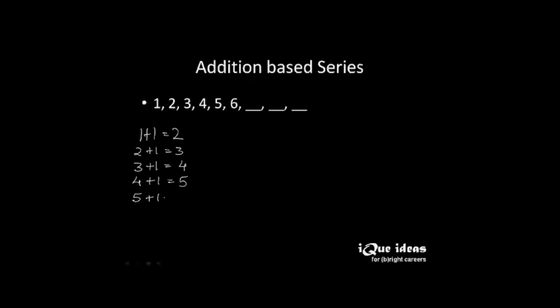So let us take the simplest kind of number series, which is the addition based series. Now given the numbers 1, 2, 3, 4, 5 and 6, we quickly identify that 1 plus 1 is equal to 2, 2 plus 1 is equal to 3, 3 plus 1 is equal to 4, 4 plus 1 is equal to 5 and 5 plus 1 is equal to 6. Now this is a very simple plus 1 series where I'm just adding 1 to a number to get the next one. So following the same logic, 6 plus 1 gives me 7, 7 plus 1 gives me 8 and 8 plus 1 gives me 9. So the numbers which fill in these blanks are obviously 7, 8 and 9.